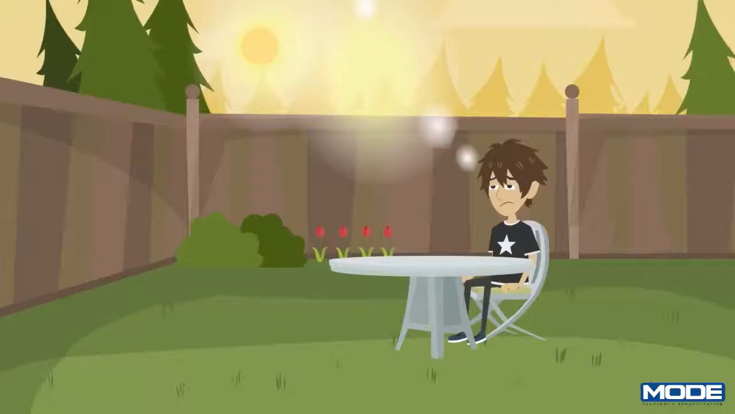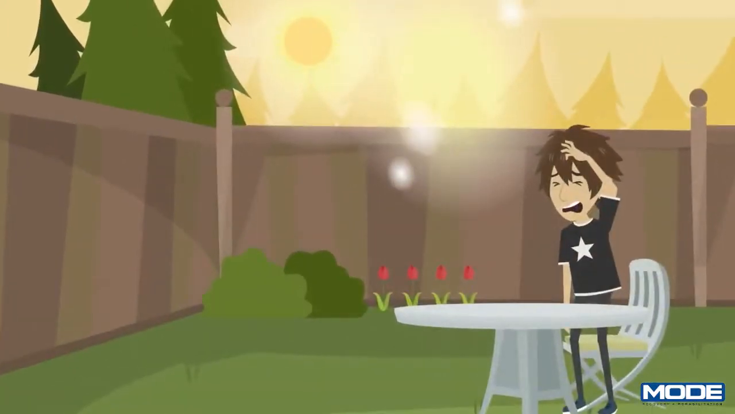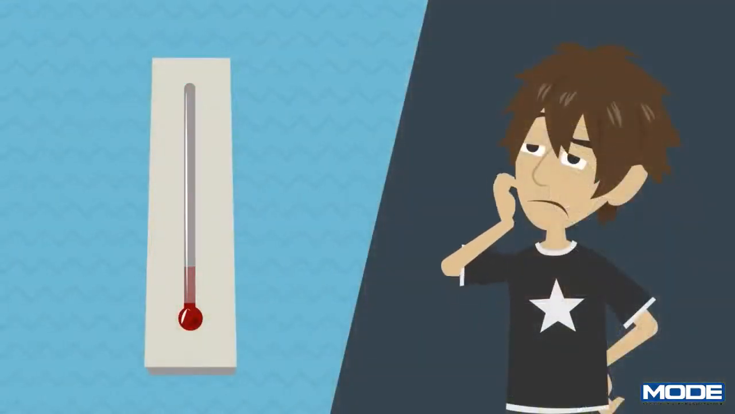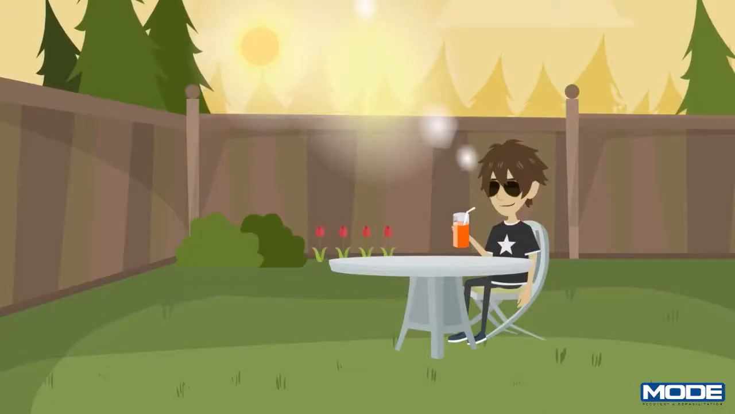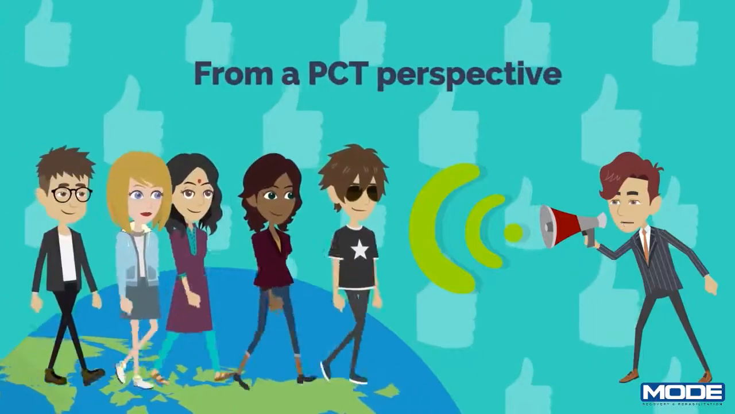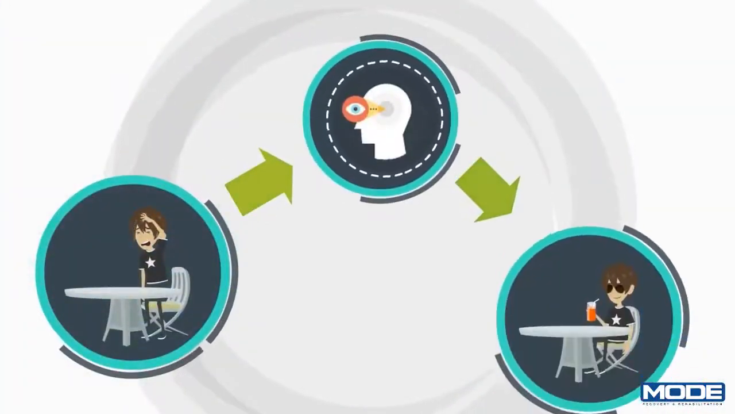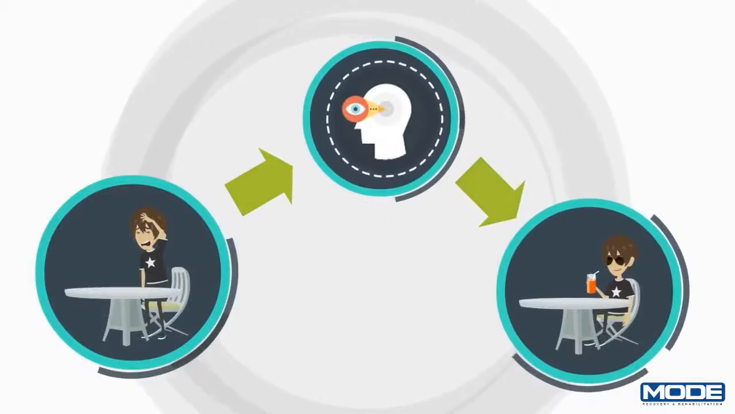For example, if you were sat outside in the blazing sunshine one day and you decided you were too hot, you might act in a way that brings your temperature back down to a level that's comfortable for you. Maybe you'd find some shade or get a cold drink. From a PCT perspective, all of our behaviour is aimed at making sure our perceptions of the world match up with the way we want things to be.